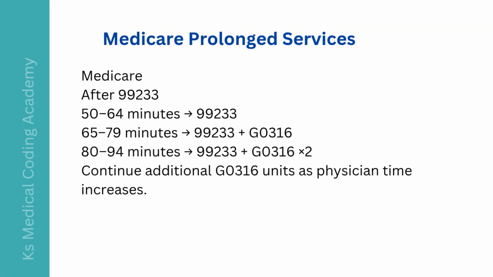For Medicare beneficiaries, prolonged physician services after CPT 99233 are reported using HCPCS add-on code G0316. When the physician spends additional qualifying time beyond the base service, one or more units of G0316 may be reported according to Medicare guidelines. Always review current Medicare rules before assigning prolonged service codes.